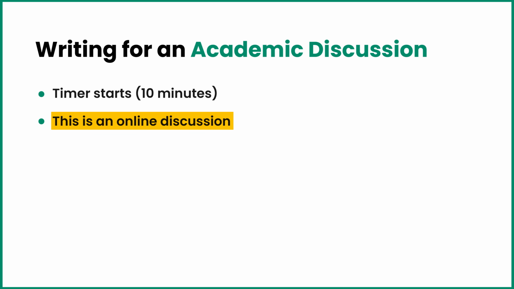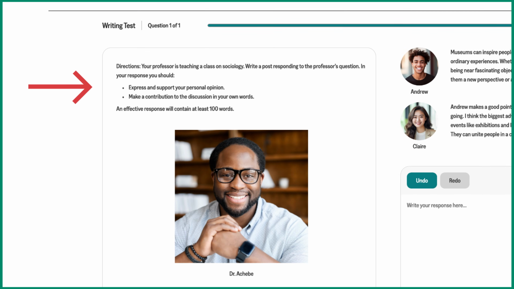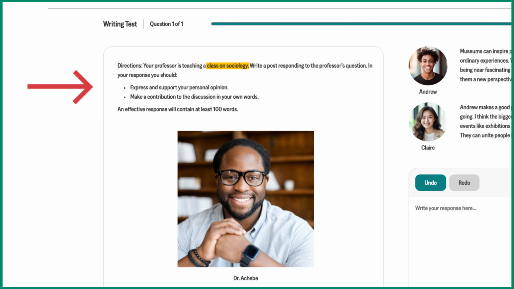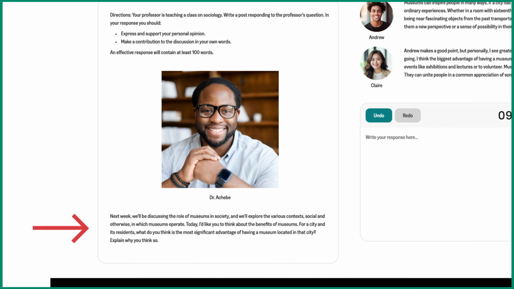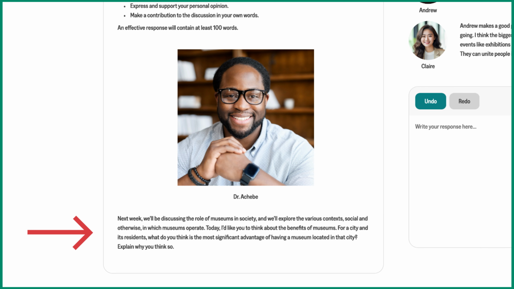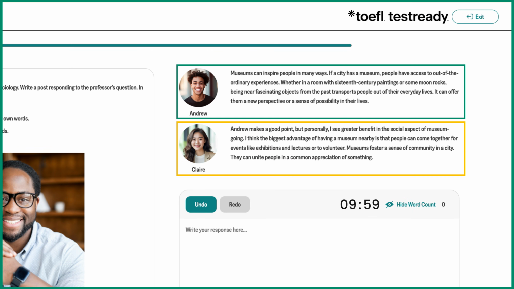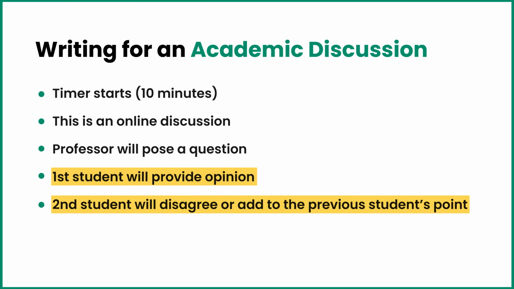This is an online discussion. If you've ever taken an online course before, it's supposed to look like that. There will be directions in the beginning. It'll tell you the class that it's in. Besides that, the directions are almost always the same, so you don't really need to read them very carefully. The professor is going to pose a question, and that's going to come a little bit later on after the teacher speaks, down here. Then, after the question, the students will respond. There will be 2 students, and they will respond to the question.